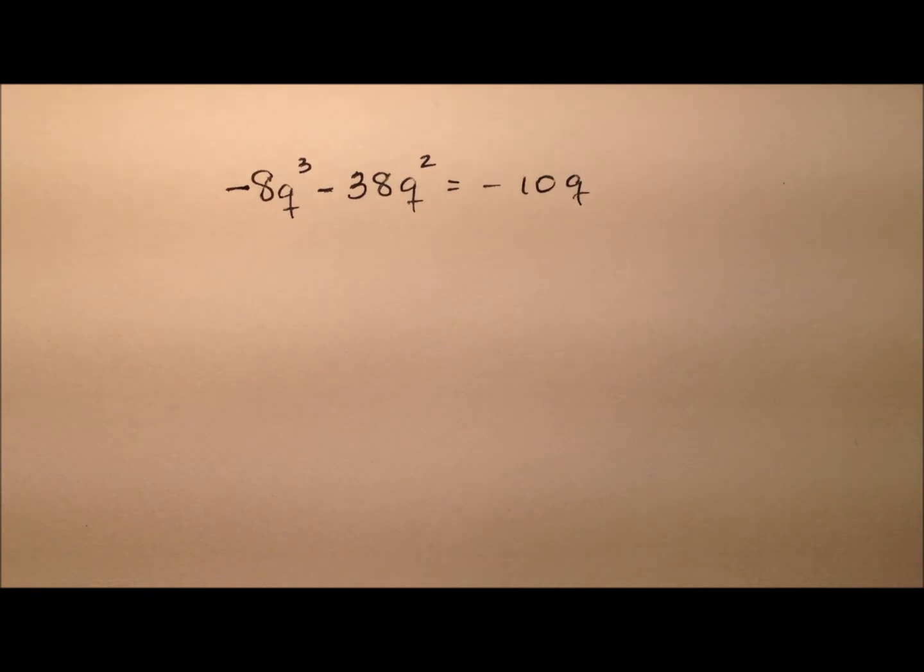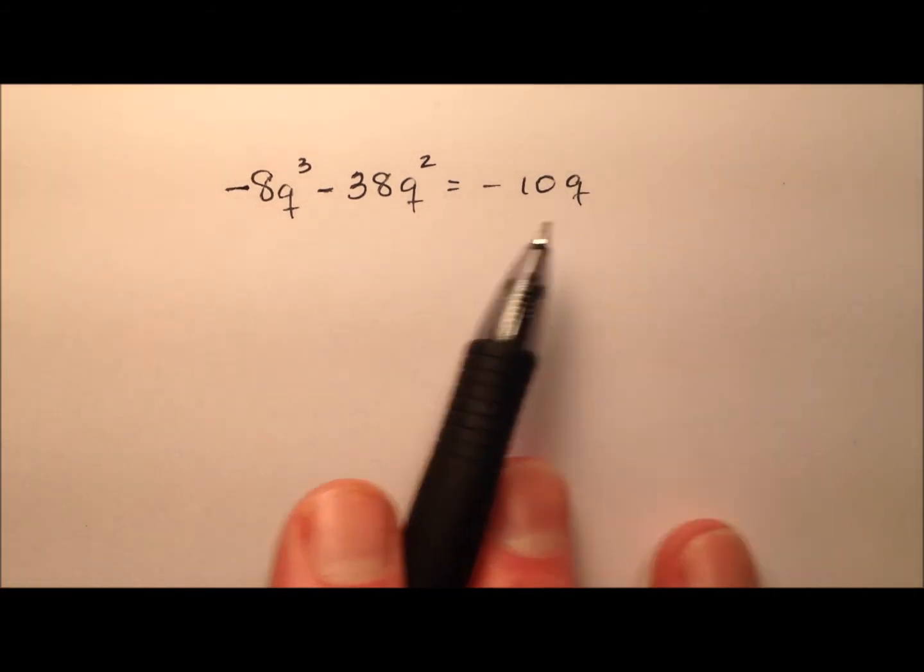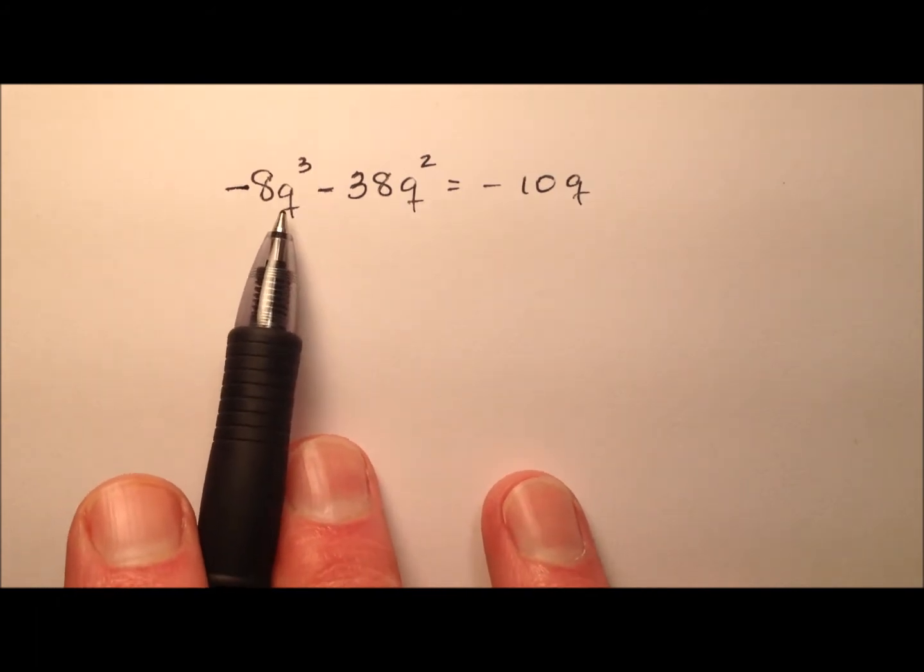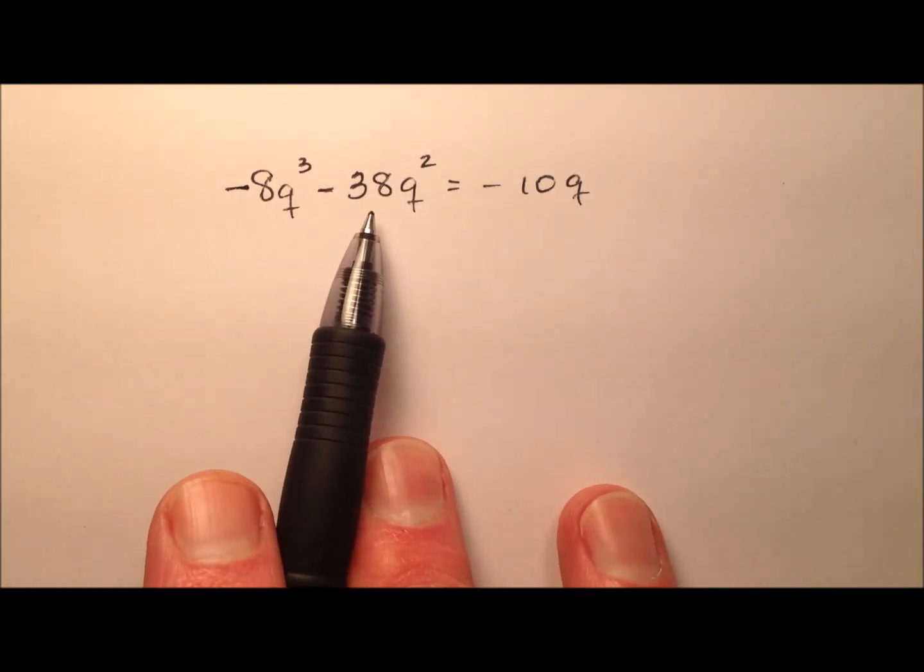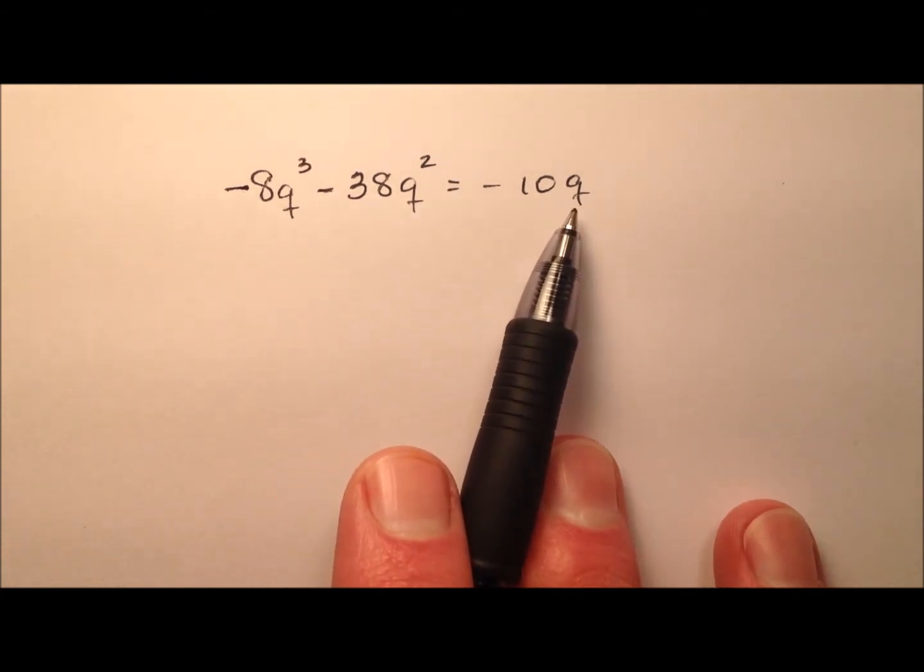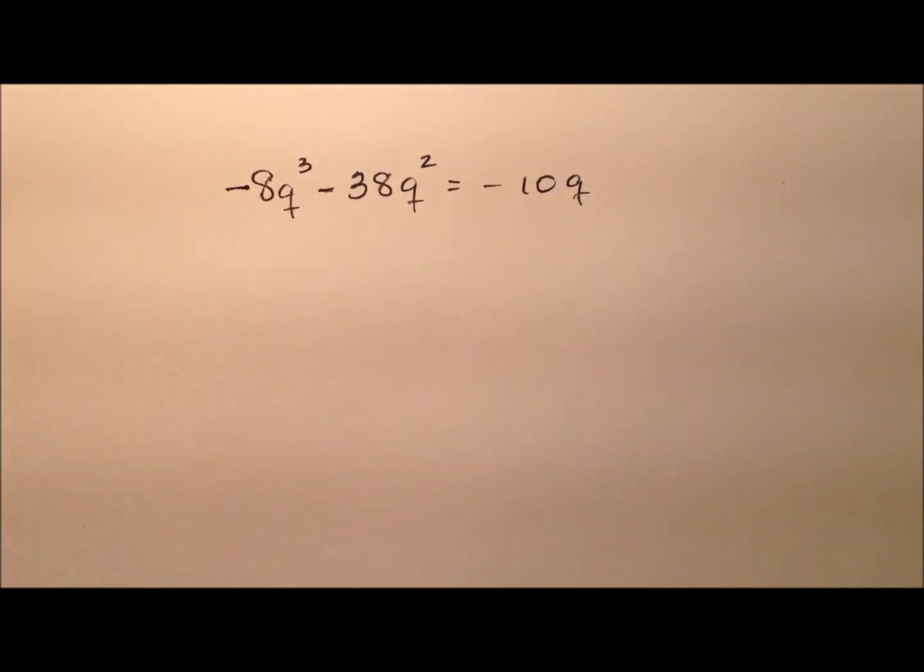In this example, I'm going to solve this equation, and I'm going to do it by factoring. So here we have negative 8q cubed, which is pretty fun to say, and then minus 38q squared, which is not quite as fun to say, and that equals negative 10q. And yep, that's how I write my q's.